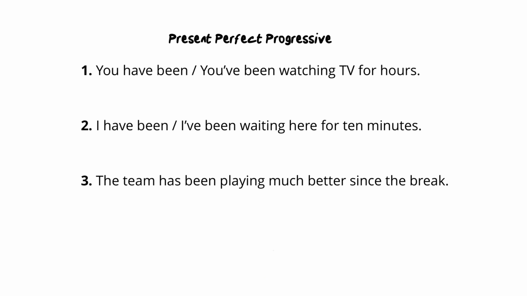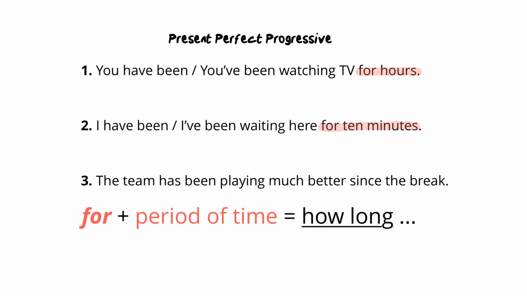Sentences 1 and 2 use the word for to describe a certain period of time in the past. In sentence number 1, you have been watching TV for hours. And in sentence number 2, I have been waiting here for 10 minutes. So the word for indicates how long something has already been going on in the past.